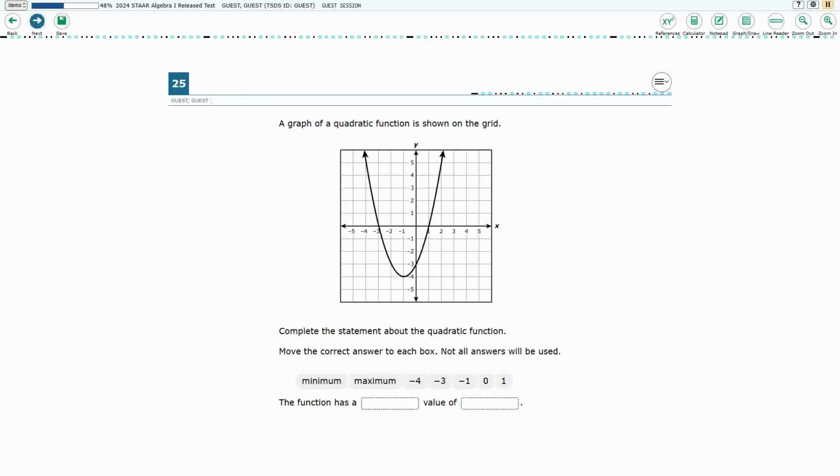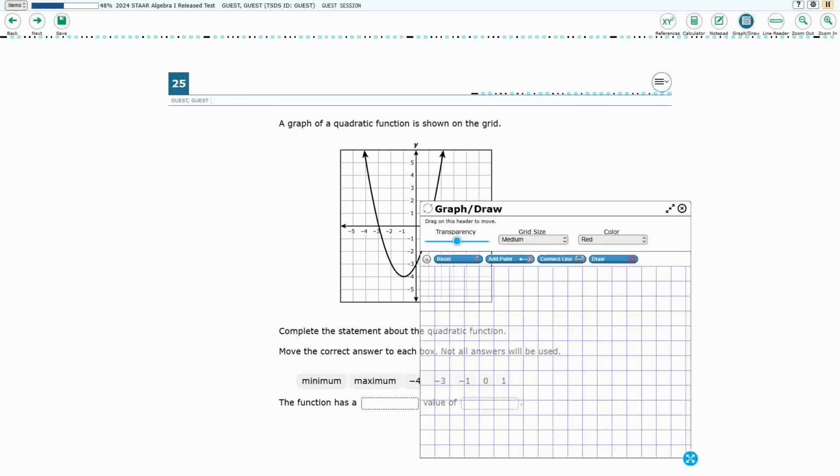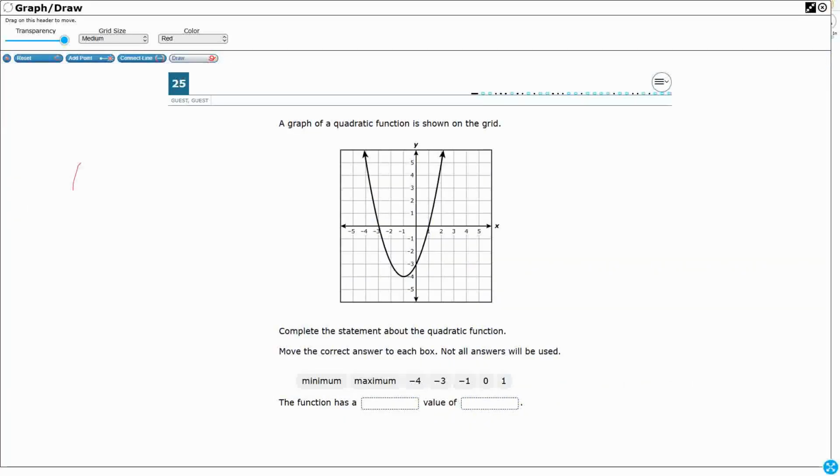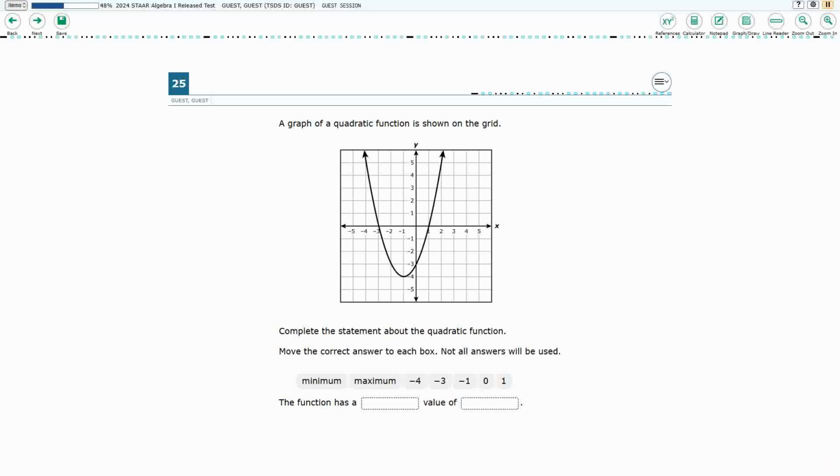Next, we're looking at number 25. This is the attributes of quadratic function graphs, A.7a, and this is a drag and drop, so this is a 2-point item. And we are trying to identify the function has a blank value of blank. Well, if you take a look at our answer choices, it's either minimum or maximum. Now, you notice this minimum can only go, you see how that's blue right there? Minimum can only go in that first box. Same with maximum, only go in the first box.